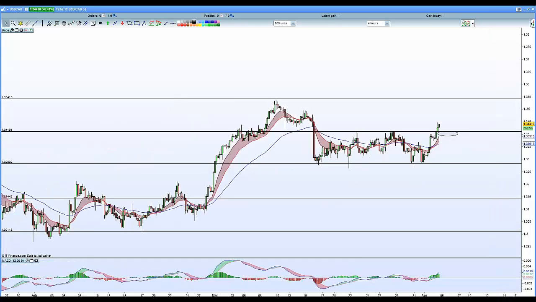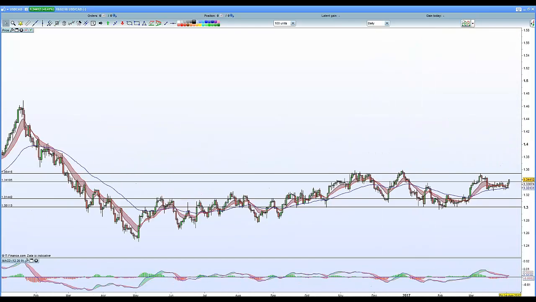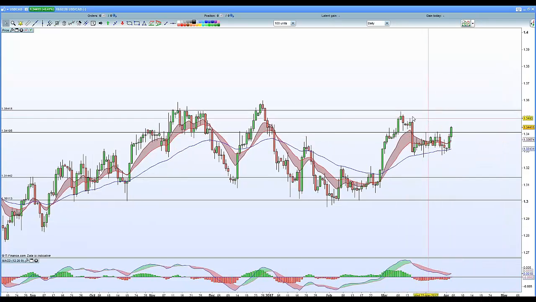Because the big scheme of things is just a big consolidation. In fact, if you ask me, if it comes back to this 13550 level, I'm more than happy to try to take a shot, because of all this resistance. It's quite similar to the Nikkei and the Aussie dollar.